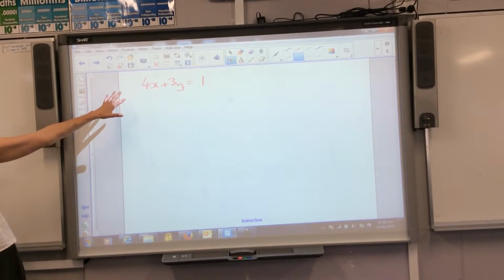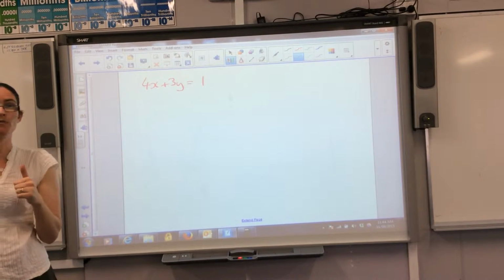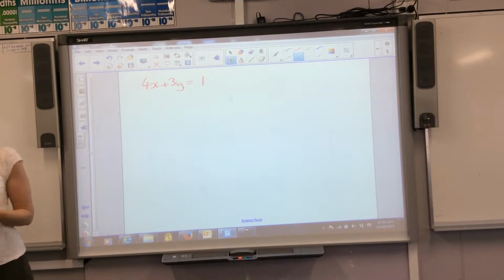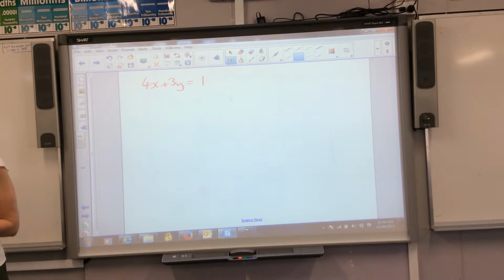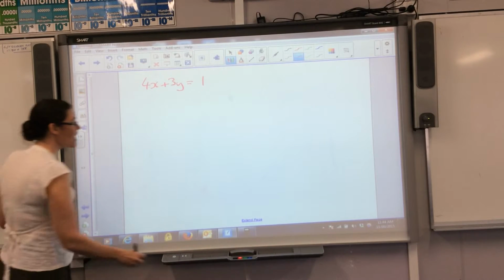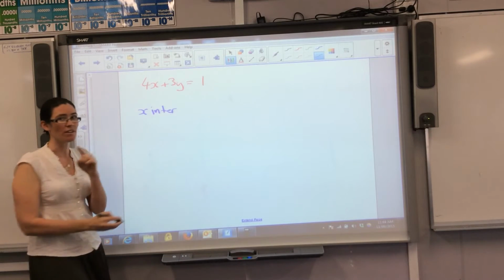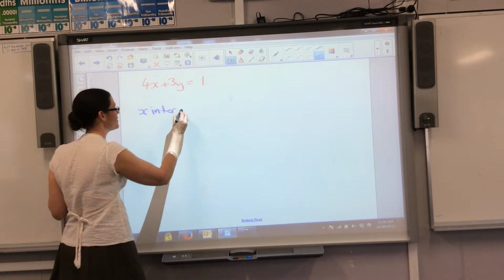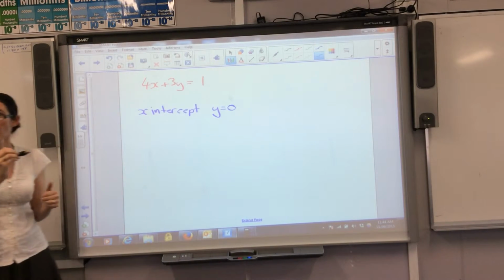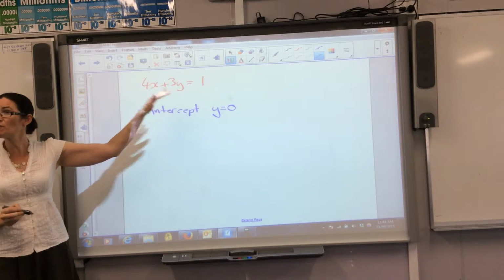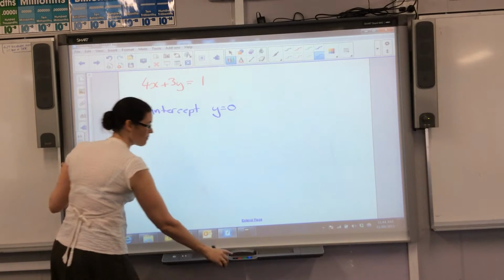This is the equation of a straight line. It's not in y equals mx plus b form, so it's not easy to see what my gradient or my y-intercept are. I want to find the x-intercept and the y-intercept. How do I find the x-intercept? Y equals 0. Everywhere on the x-axis, y is 0. So if y is 0, what do I get?